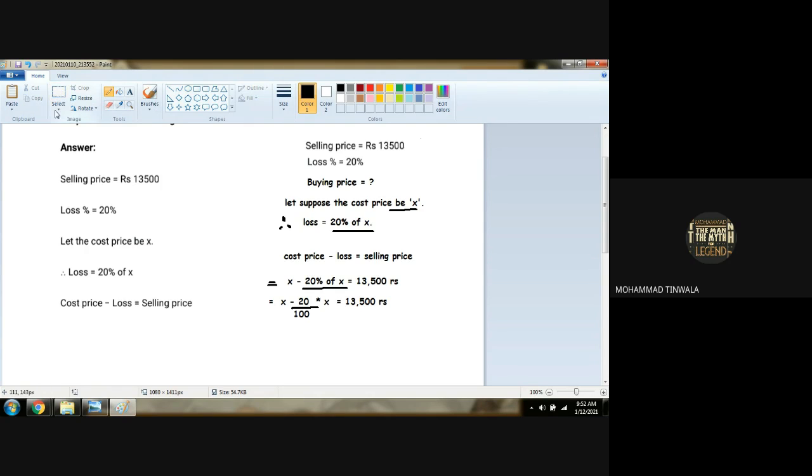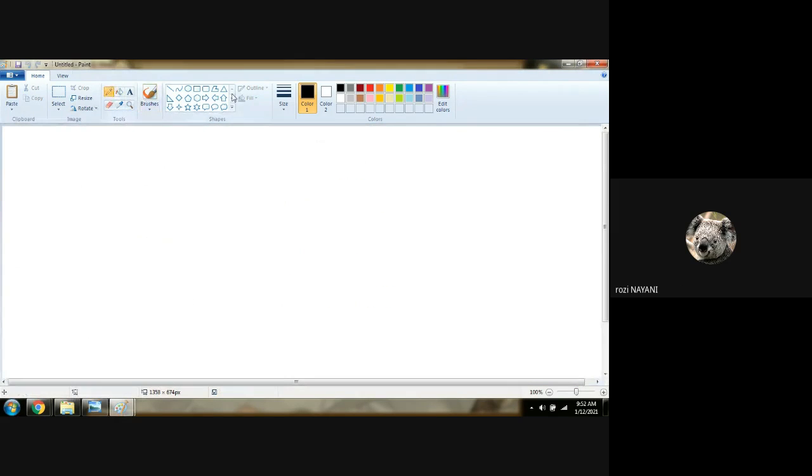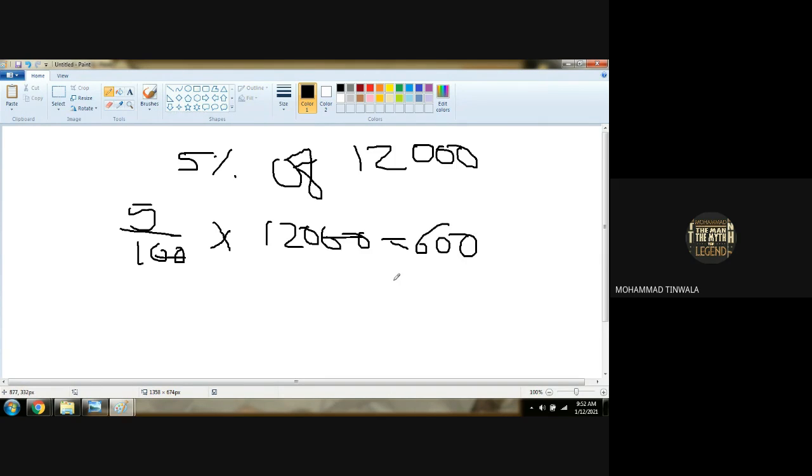Girls, we were doing sums, do you remember? 5% of 12,000, do you remember we did this? So 5% of 12,000, so 5 upon 100 multiplied by 12,000. The zeros got cancelled. 5 times 120 is 600. Are you getting my point? So 600 is the 5% of this 12,000.